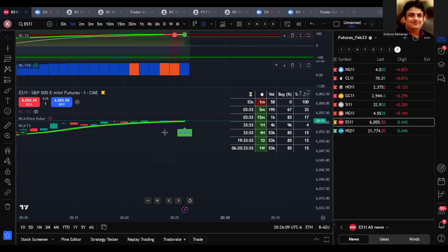You cannot take bull puts in prop accounts. In prop accounts you can only buy or sell. In TradingView, you can only do buy or sell just like stocks. You cannot do options in the prop firms.